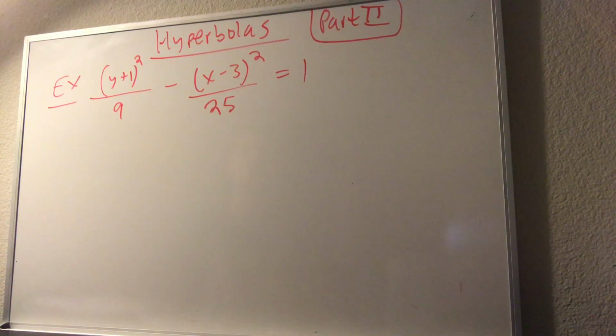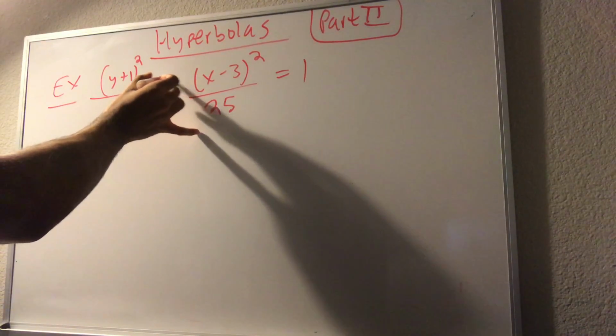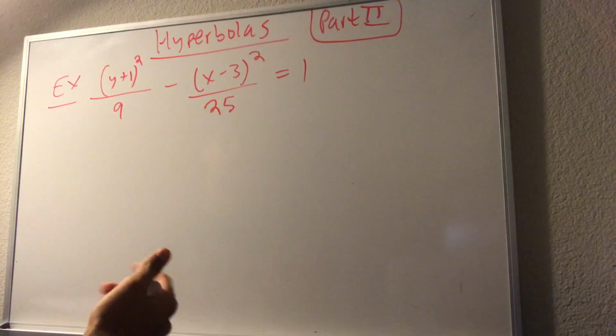So this is part 2, hyperbolas, and I have an example here. It's (y plus 1) squared divided by 9 minus (x minus 3) squared divided by 25 is equal to 1. In the previous lesson I did go over a problem which was not in the standard form. However, you know that this is in the standard form because you see the subtraction sign indicating that this is a hyperbola, right?